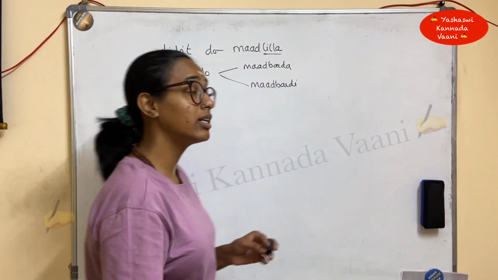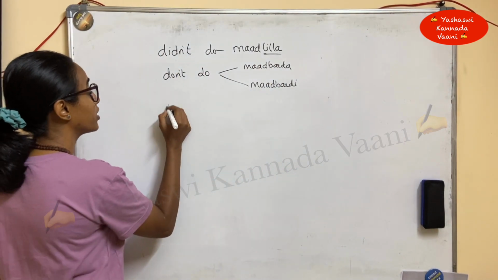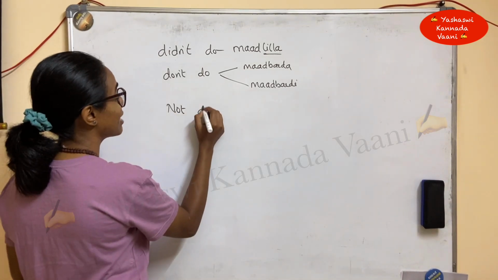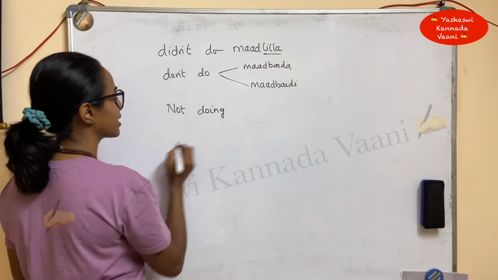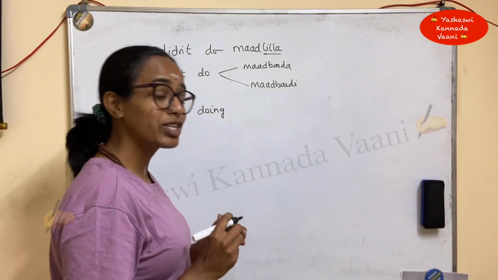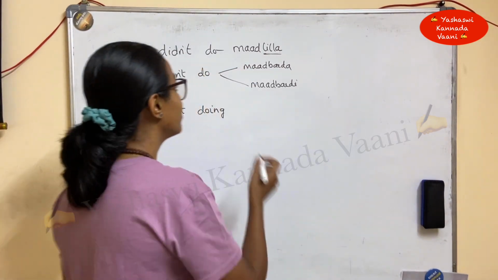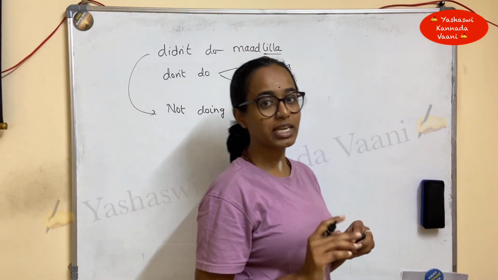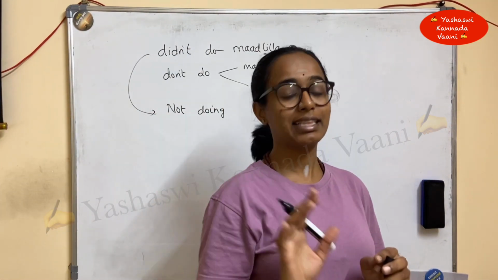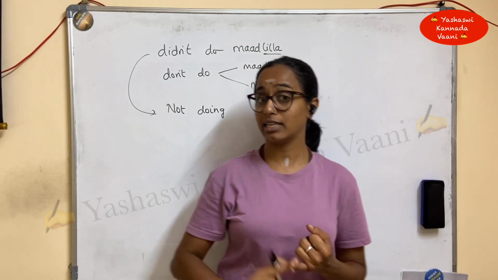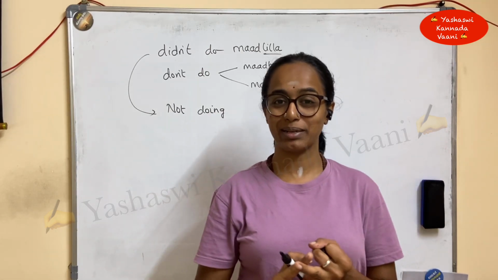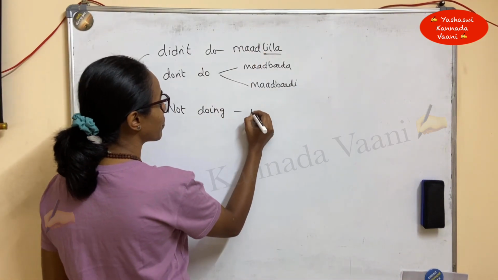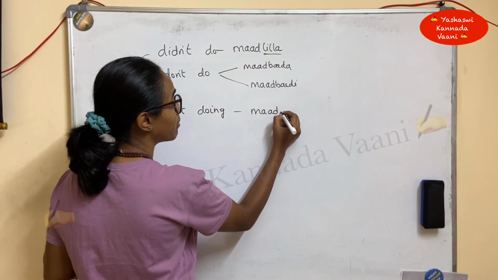The one which you are learning now is not, which usually comes in present tense. For example, I am not doing this. He is not doing. She is not doing. If you observe, likewise in didn't, this is also one single usage for everything, irrespective of gender, irrespective of singular and plural. So we'll learn. It's very simple, similar to madlilla. I'm not doing. Madtilla.